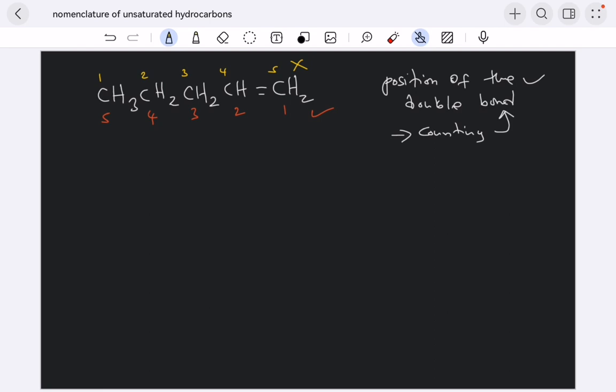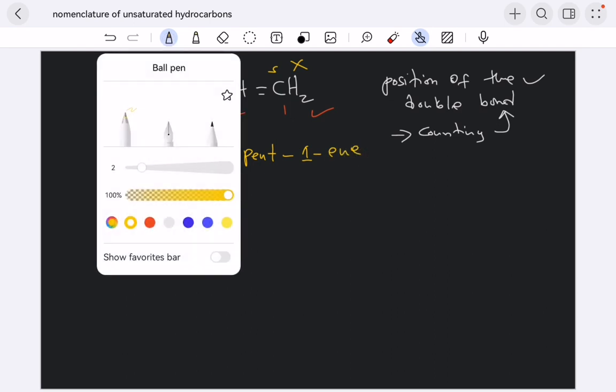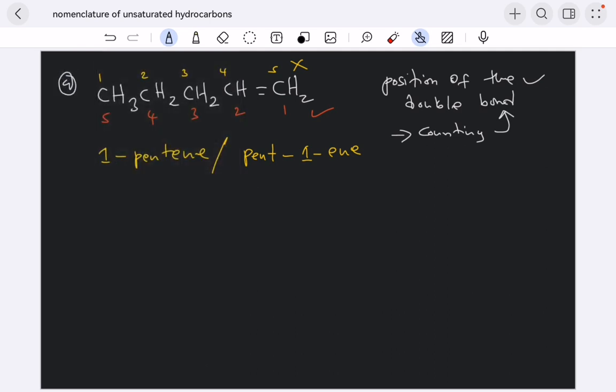So in this case, how do we write the name? First, we state the position of the double bond. So this is 1. Then, what is the name of the longest chain? We have 5 carbons, and 5 carbons means pentene. So this can be called 1-pentene. So here we have identified the position of the double bond, and then we have given the name of the longest chain. This can equally be written as pent-1-ene. It's the same thing. So let's consider this as A.